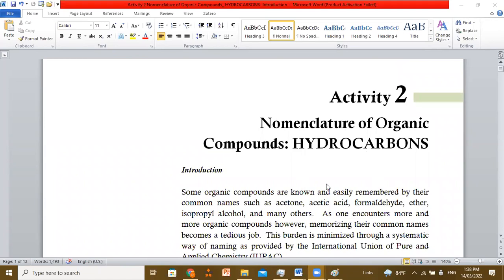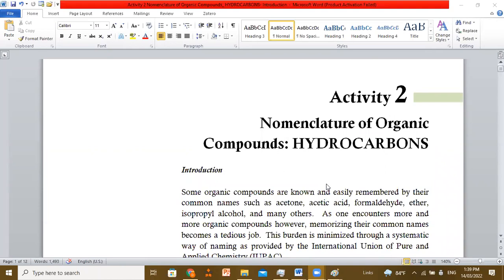For today's activity this week, the title of the activity is about the nomenclature of organic compounds. Particularly, we start with hydrocarbons. I'm not sure in the lecture if you already started discussing hydrocarbons or nomenclature, but the laboratory will be a supplement to what you are doing in the lecture.